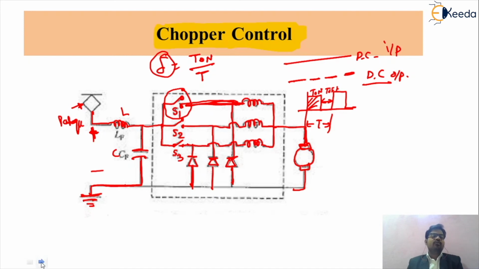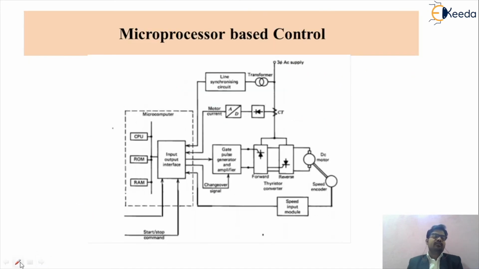Now we have to understand the next very popular method of controlling your traction drive. This is called microprocessor based control. So friends, in that particular system we are using a microprocessor as the control strategy. First of all, we can understand what we mean by the microprocessor, and the basic concept.